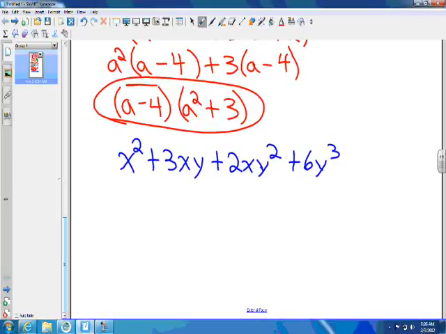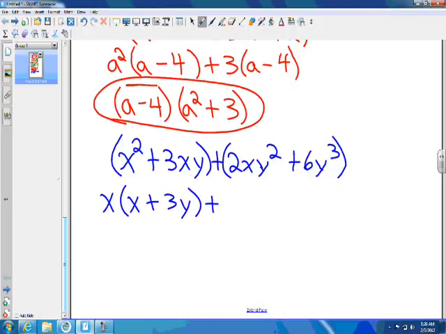Is there a number then that you can take out of all 4? Not in this case, not besides a 1. So don't forget to check that each time. So what can we take out of the first group? Just an x. So when we divide x squared by x, we'd have just x plus 3y. The x would be the only thing canceling out there. And then we have 2xy squared plus 6y cubed.